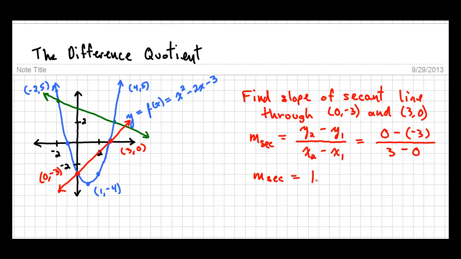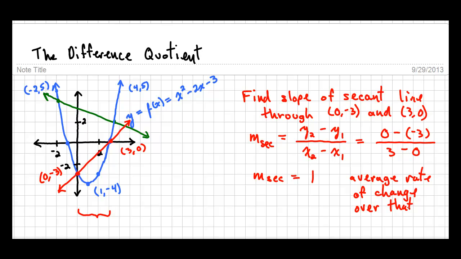Now the slope of a secant line tells us the average rate of change over that interval. In other words, as x goes from 0 to 3, the function is increasing on average 1 unit for every unit of x. So 1 unit of y for every unit of x, it's increasing. That's the average rate of change over that interval.